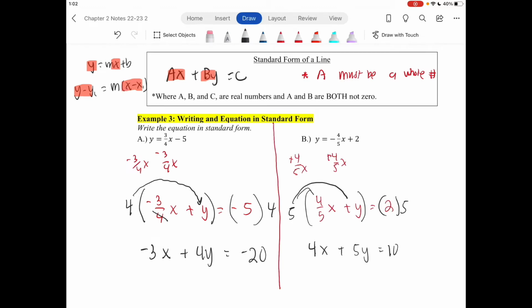In this example, you should be multiplying by 5 in order to cancel out that denominator for the x variable. And after you distribute, you'll get 4x plus 5y equals 10.